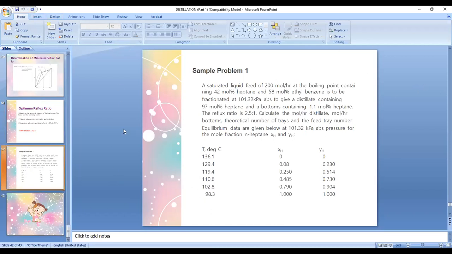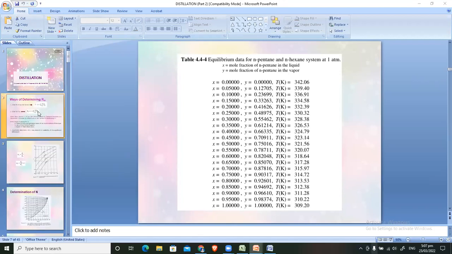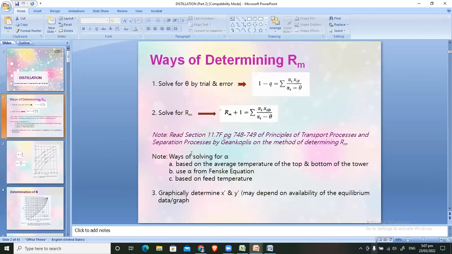So I'm going to share with you the next slide. Let me just share a new one. I can't find it. Now, how do we determine? I hope you can see the second set of slides for distillation.